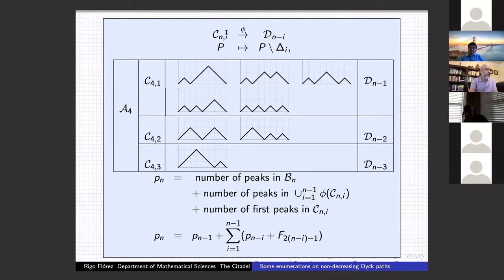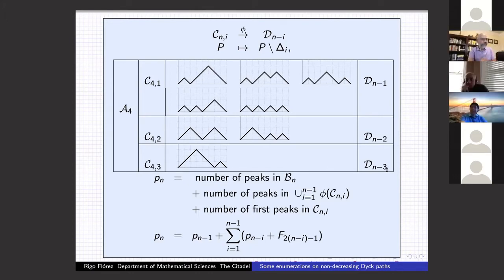So there is a natural variation from this set into this set. It is just you delete the first pyramid. And so you send all of this after the deletion into this. And you send all of this after the deletion into this, and same thing with this.